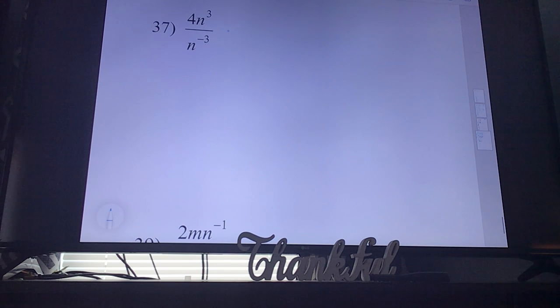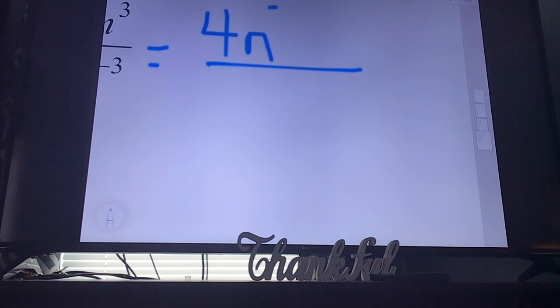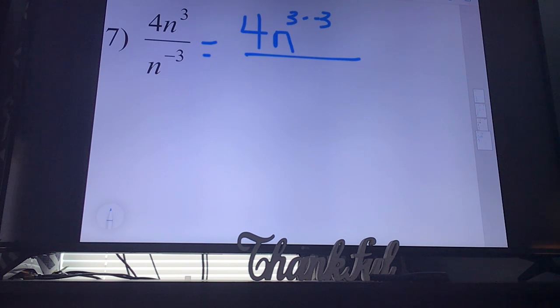Okay, look at 37. Draw your fraction bar. We always fill in the bigs. Okay, we always do our letters on top. So you got n, and we say top minus bottom. So 3 minus -3. Okay, what's a minus minus? Plus. Okay, so n, you're going to have 4 to the n. What is 3 plus 3? 6. Okay, and what can you put on the bottom? If there's nothing on the bottom, what can you put?